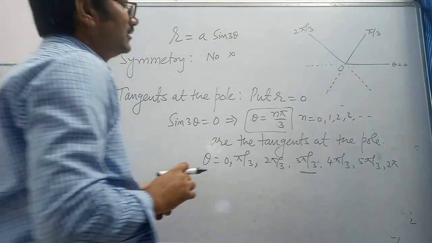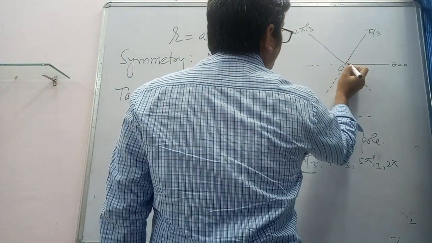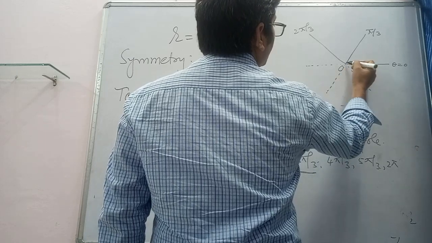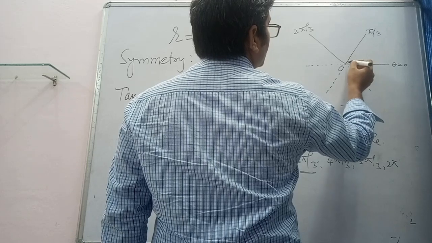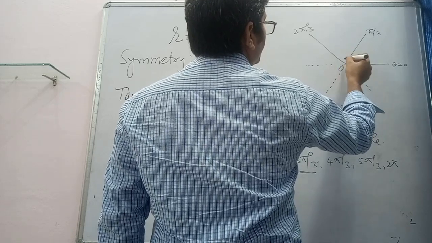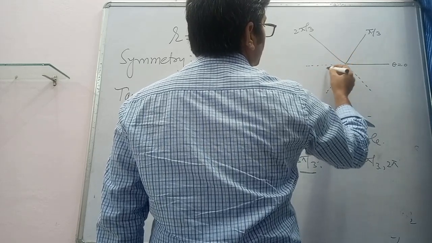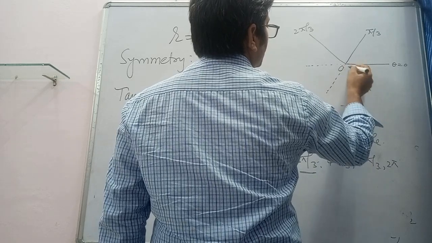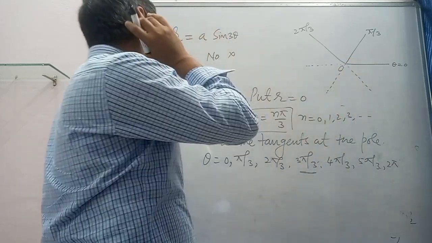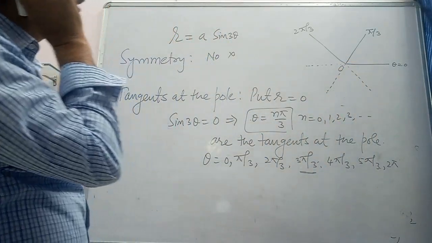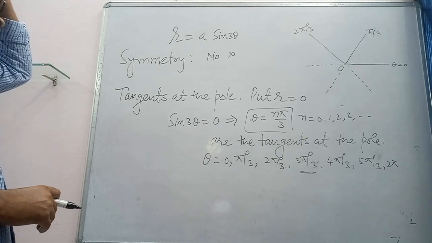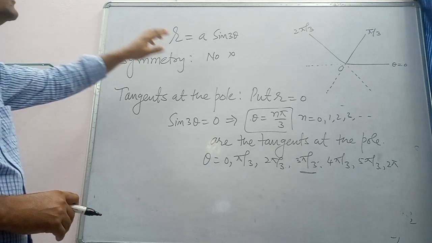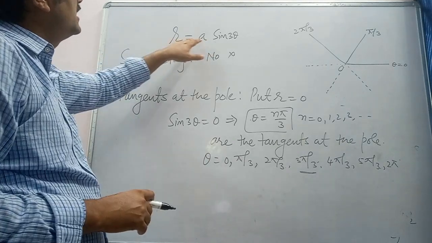Means the curve will originate from here and will terminate here. So there may be a loop here. Similarly, here may be a loop, here may be a loop, here may be a loop, here may be a loop, here may be a loop. So how many loops may be there? There will be 6 loops.